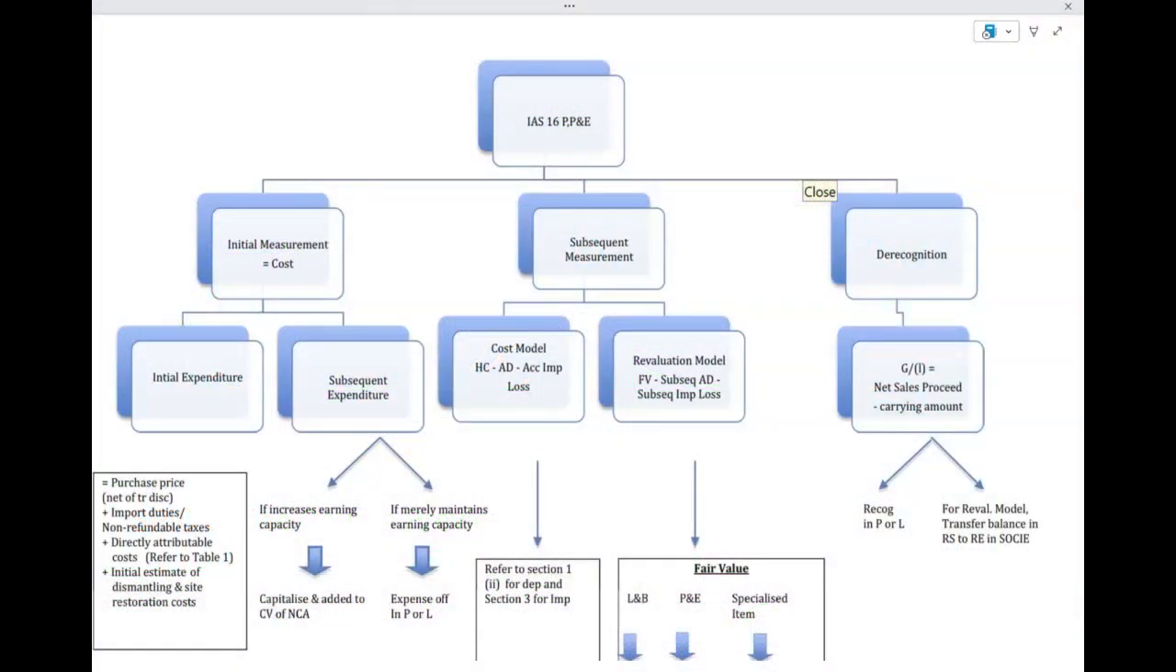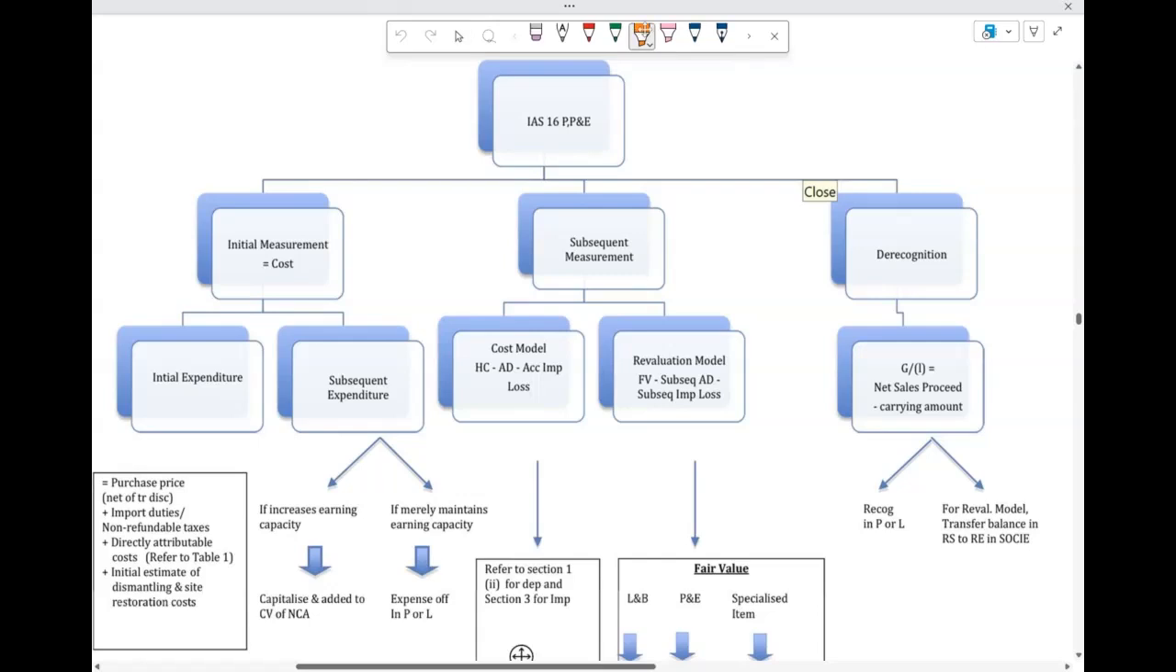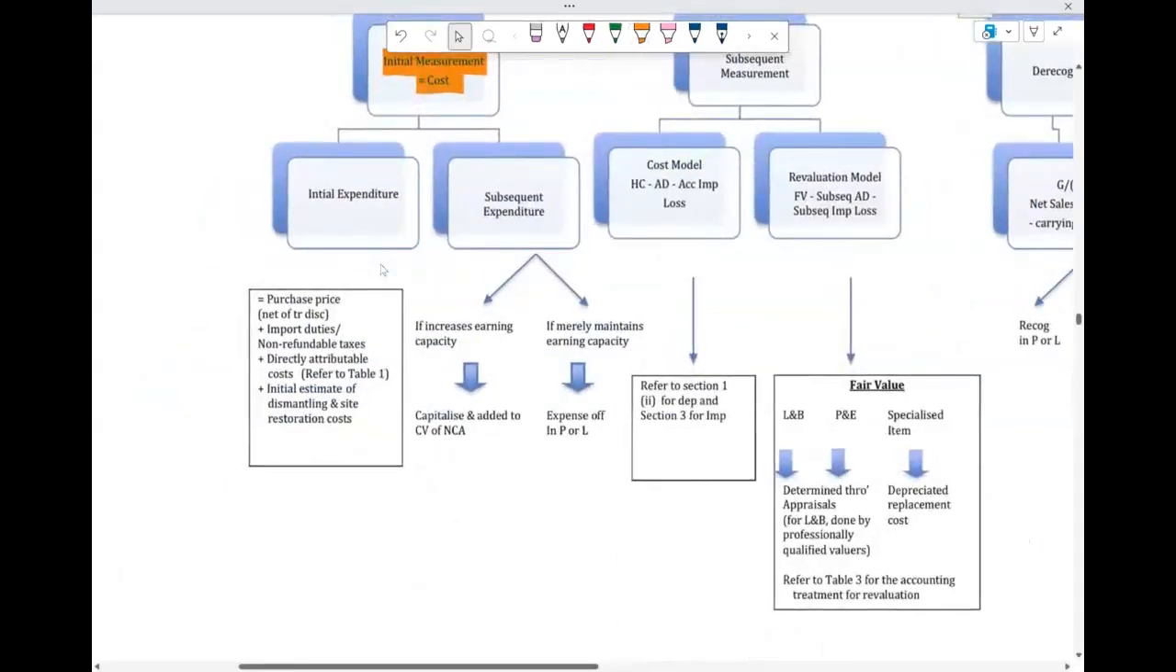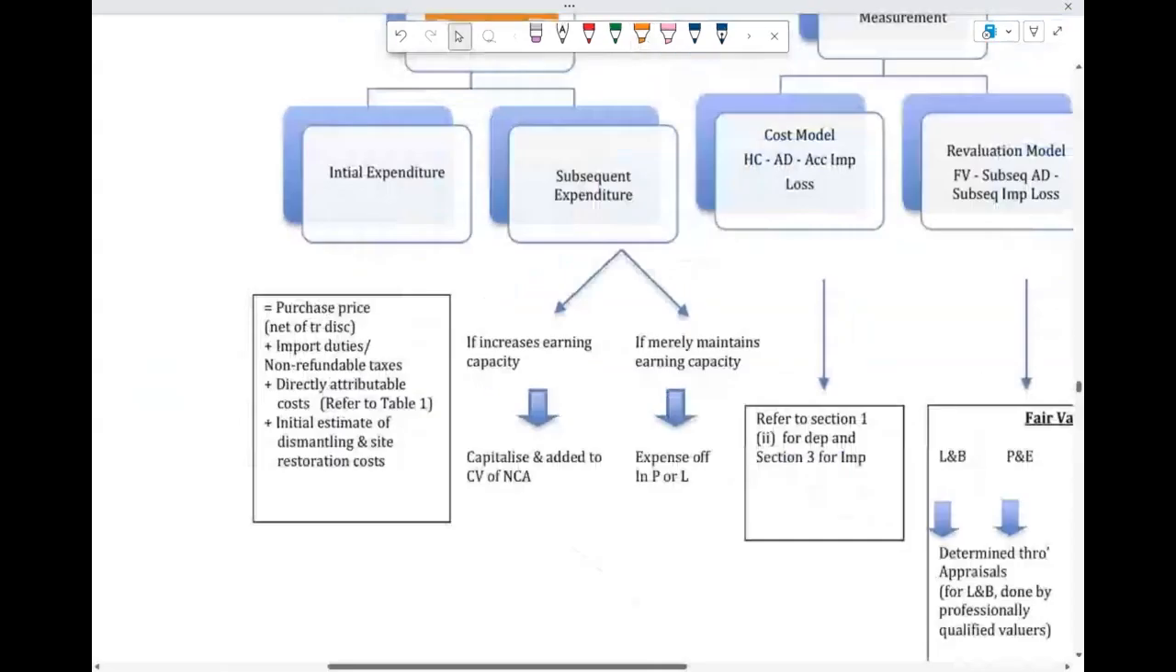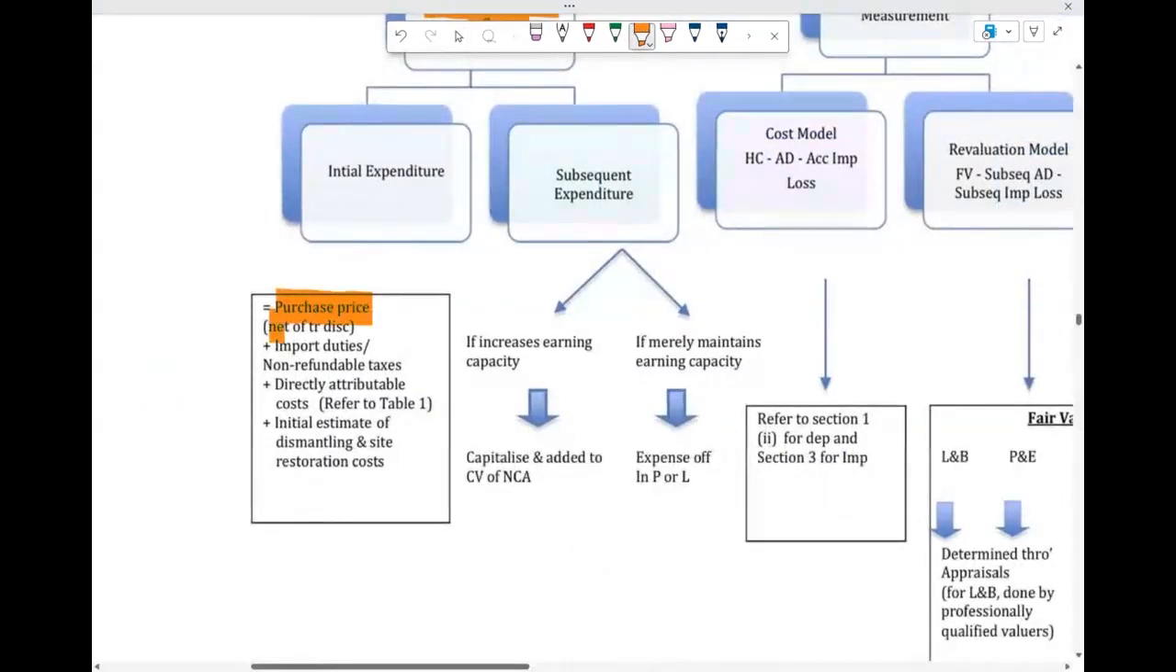Okay, anyway, so we went through initially, it should be recognized at cost. Okay, so the cost will include what? It includes purchase price less trade discount or rebate. Remember that day last week we went through an example. So we have to less out the trade rebate from the purchase price, then only we capitalize the remaining.